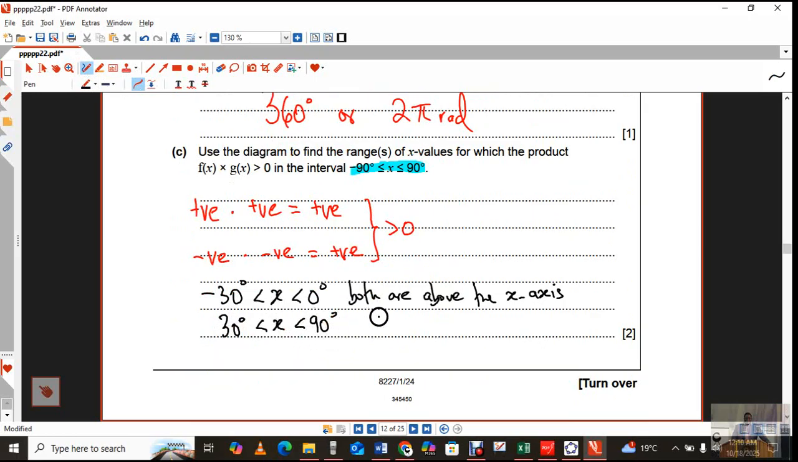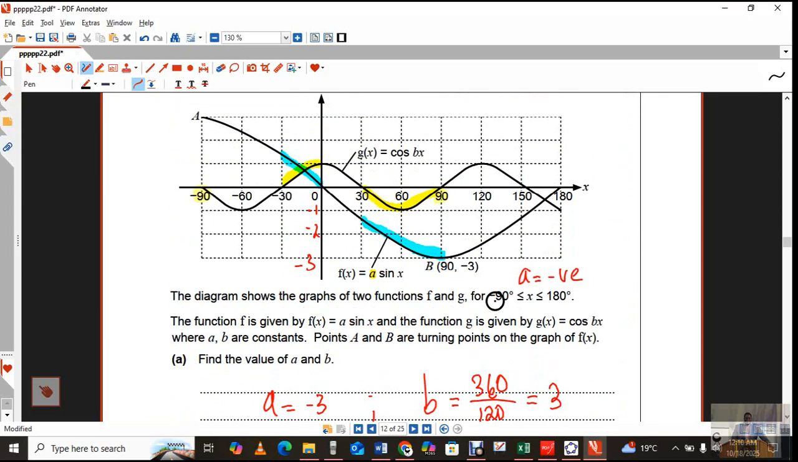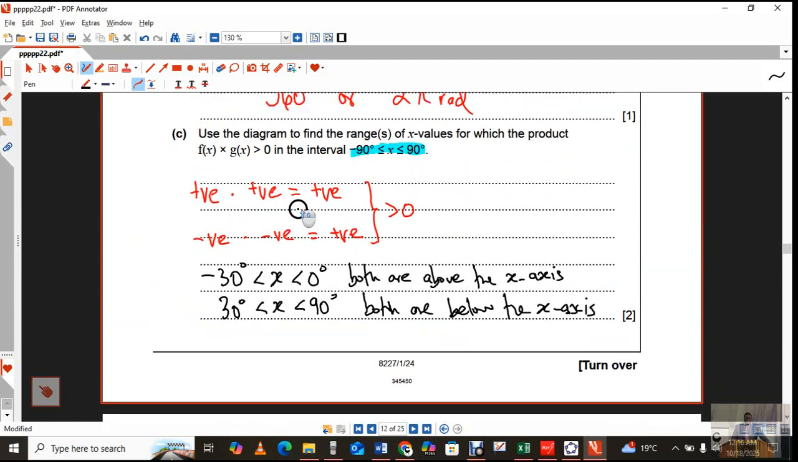Both are below the x-axis. Just leave it there for you to be able to see. But remember, you are only looking at from minus 90 all the way up to 90. So if that minus 90 was not considered, then I would still be considering 150 to 180 because then both of them would be below. But in this case, it would not be considered because our domain is restricted from minus 90 to 90 for answering this question.